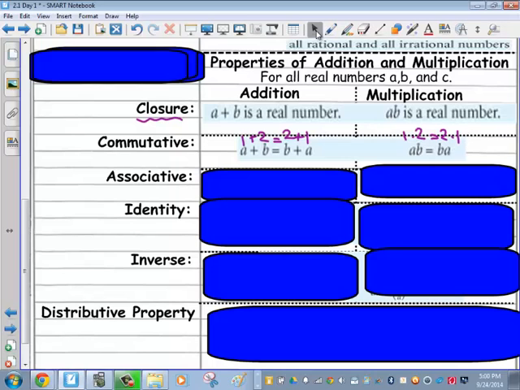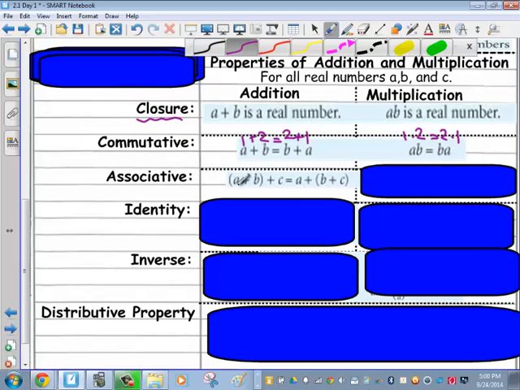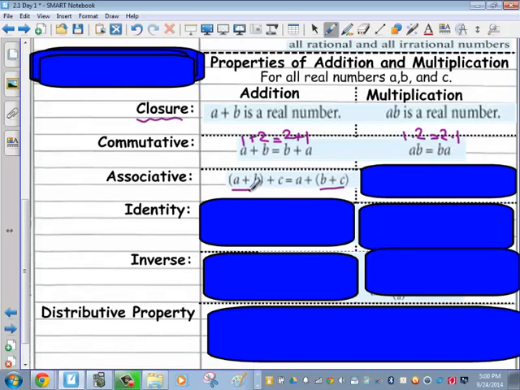The next property is the associative property. The one for addition goes like this. If you group the A plus B and then add the C, that's the same thing as having the A and adding that to B plus C, where you do this part first. So you can do this first or this first, and you'll get the exact same thing. It's the associative property of addition.